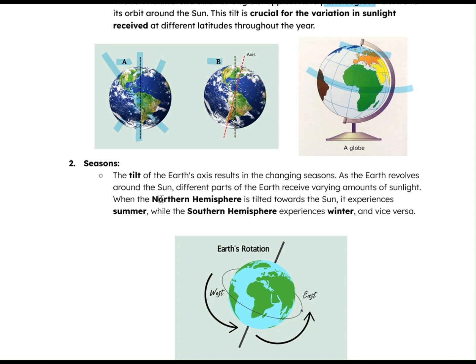Because of the tilt, if the northern hemisphere is facing the sun, that hemisphere is going to be receiving summer. If the tilt is towards the sun, that hemisphere is going to be receiving summer, while the southern hemisphere experiences winter, and vice versa. Don't worry about understanding northern hemisphere winter and northern hemisphere summer yet. We're going to explore it as we move on.